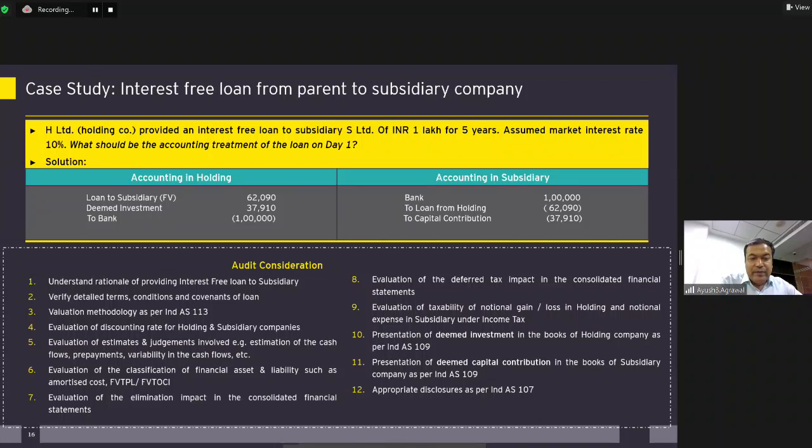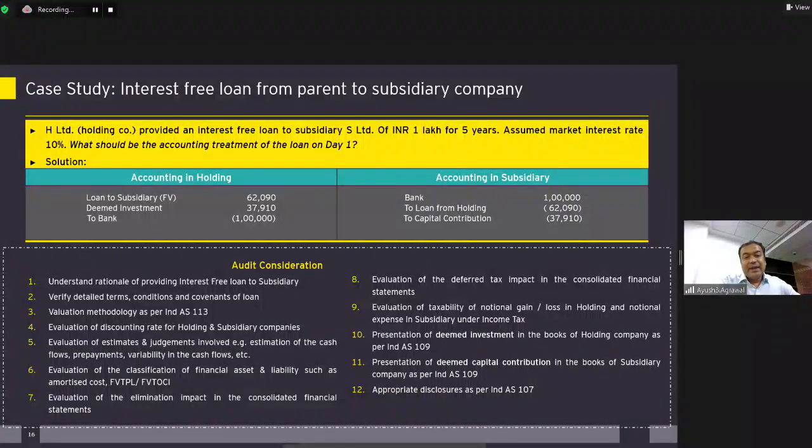So understanding the rationale of doing this interest-free loan transaction, what are the terms, conditions, and covenants related to the loan? Then what all accounting literature the company has considered while arriving at this accounting of loan to subsidiary and deemed investment. Then another aspect is valuation methodology, that is, how the company arrived at this fair value of 62,000 rupees. All the estimates and judgments and this market interest rate of 10% also, everything should be audited, everything should be questioned. Then on what basis the deemed investment account has been debited, what is the underlying literature which has gone into it.